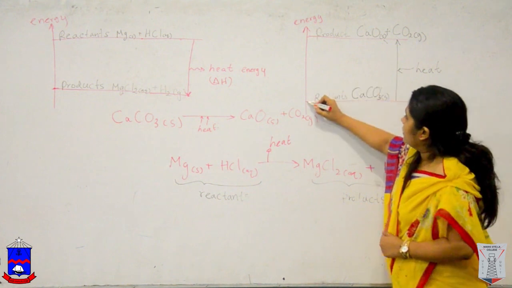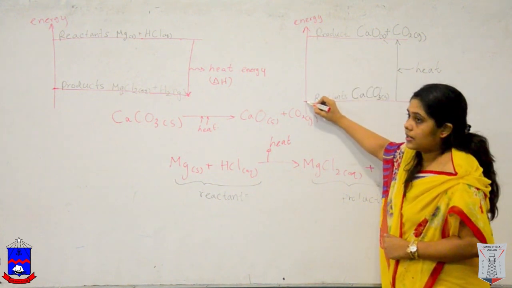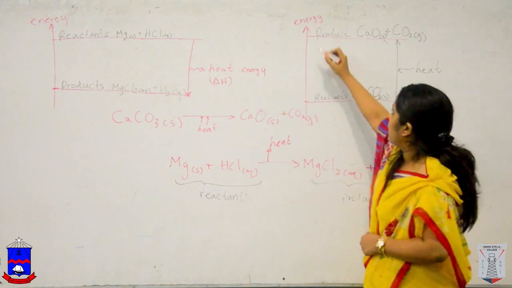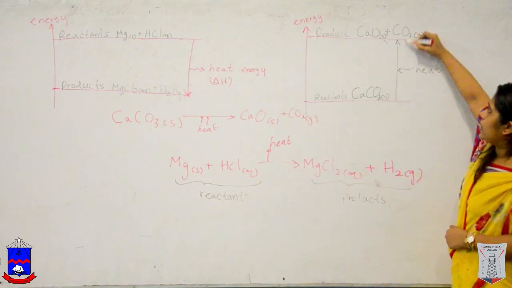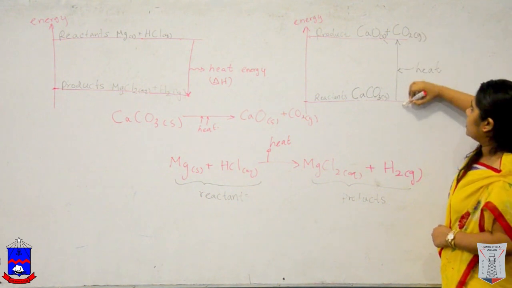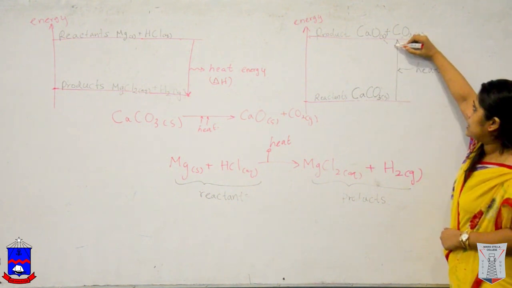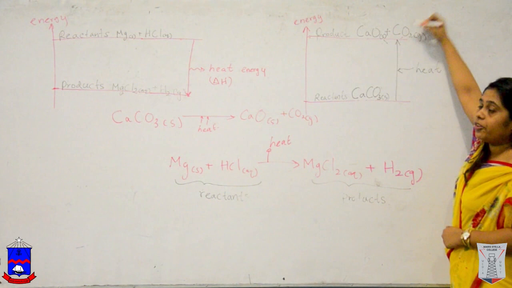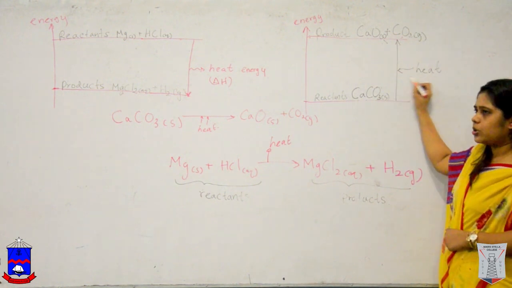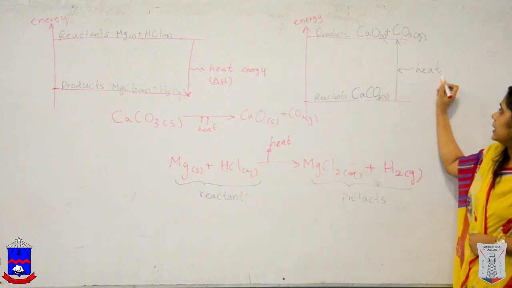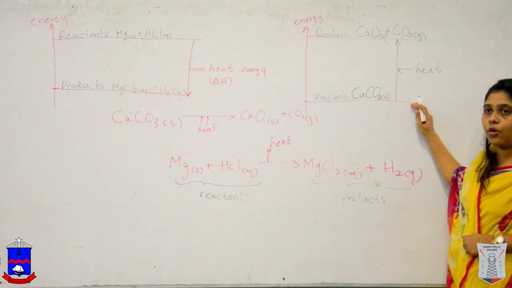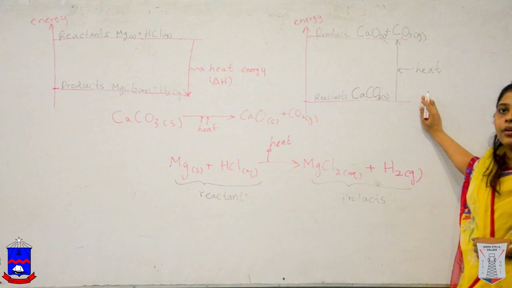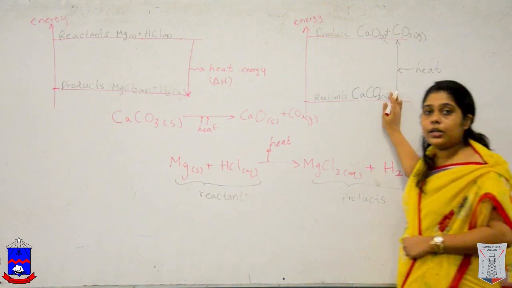So the energy of the reactants is at the lower level and the energy of the products is at the higher level. That increasing energy is indicated by this arrow, which should point in the upward direction. And you also have to show that heat is absorbed in this process. This is the energy level diagram of an endothermic reaction.